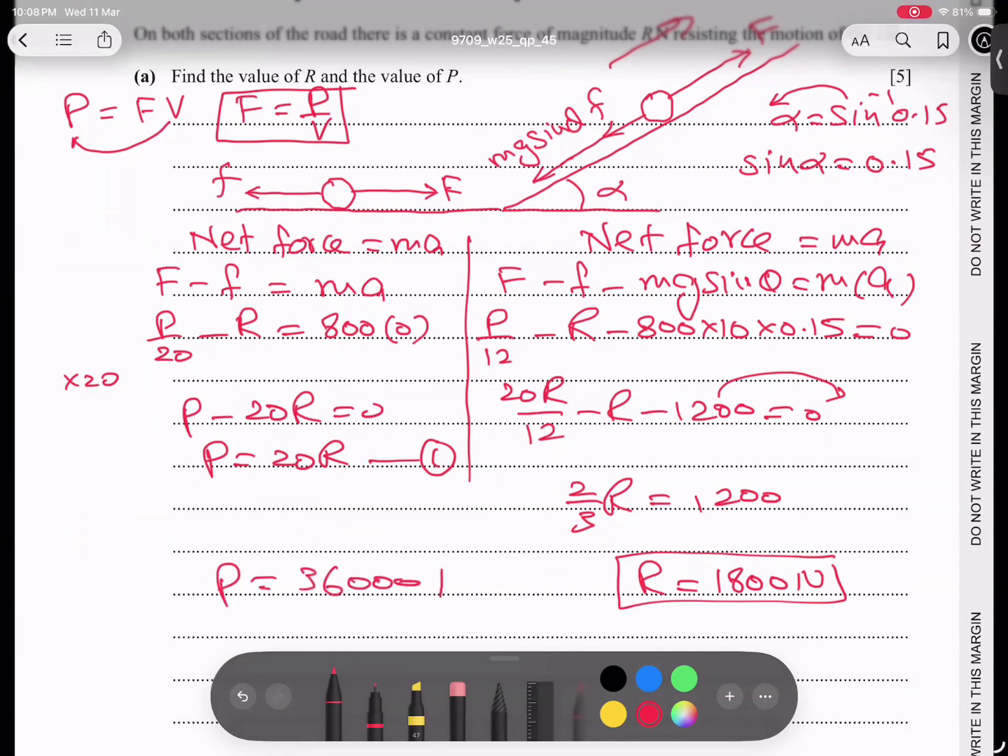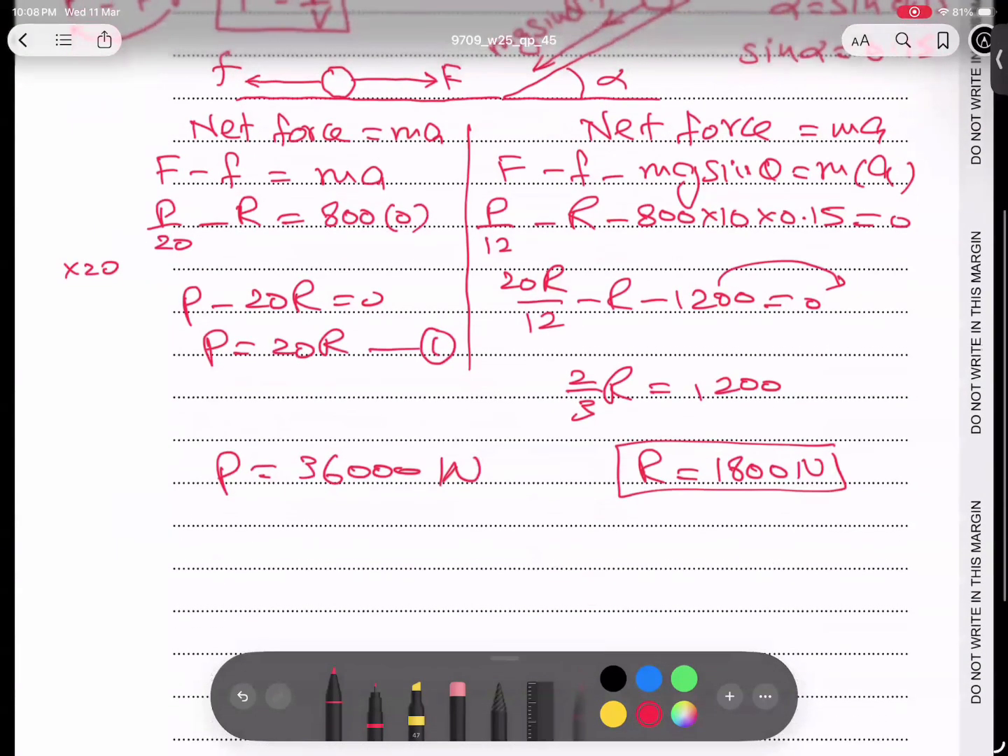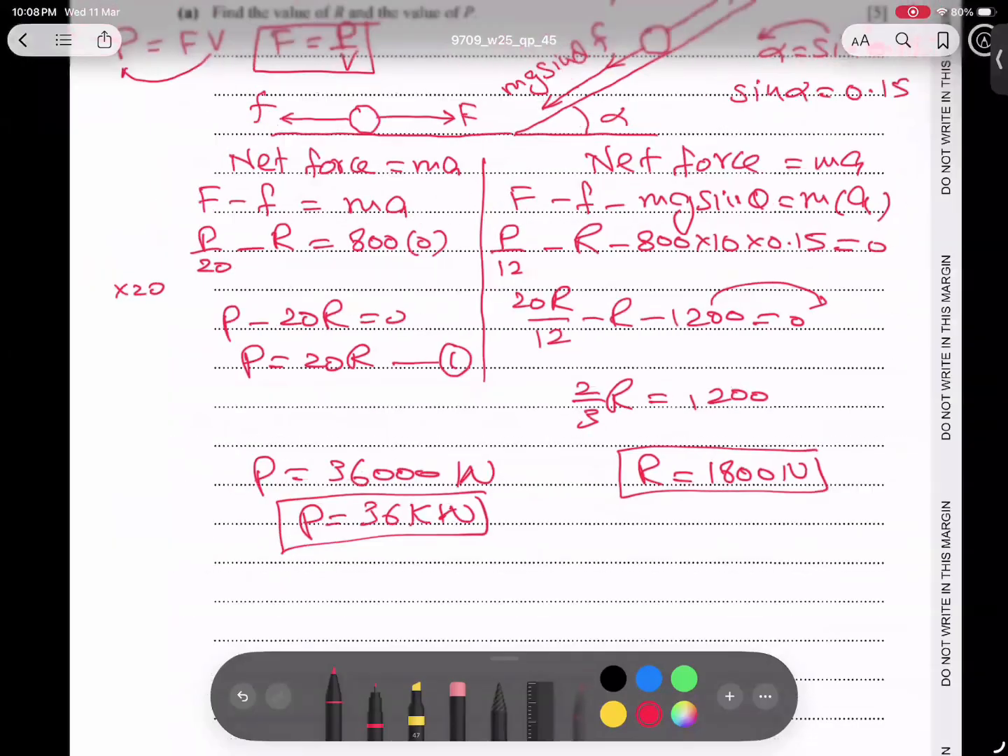But this is in watts, and I will convert it to kilowatts. I did not mention it, but I can write it here: 36 kilowatts. Okay, so this is my answer. I hope the concept is very clear, and let's go to the next part, which we have on the next page.